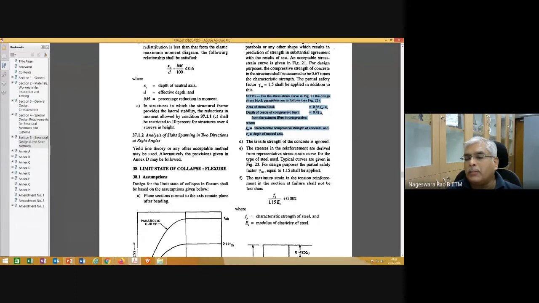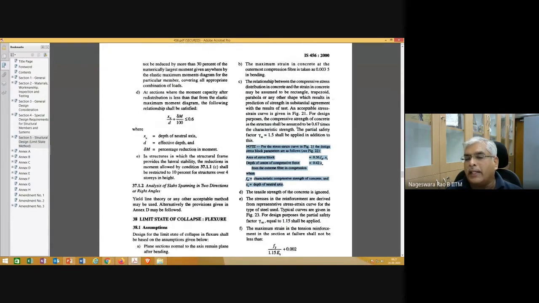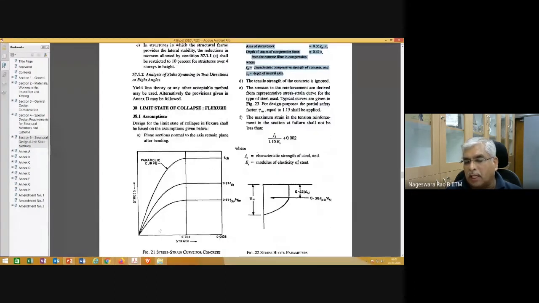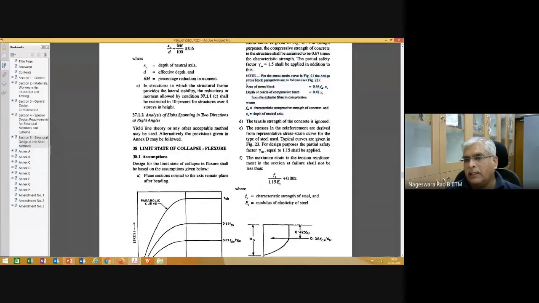Why are they given here? Because this entire thing is based on whatever stress strain curve IS specifies us to use. If the stress strain curve is a combination of a parabolic portion and a rectangular portion, then the area of the stress block is given by this. Please note that there is no empirical relation here. Everything you can derive from mechanics.